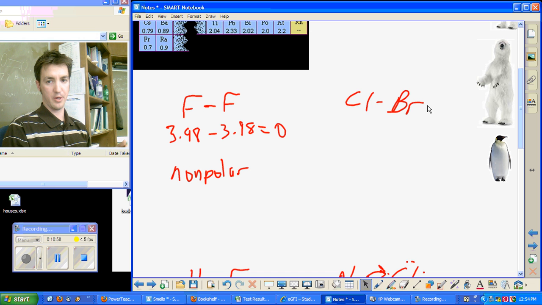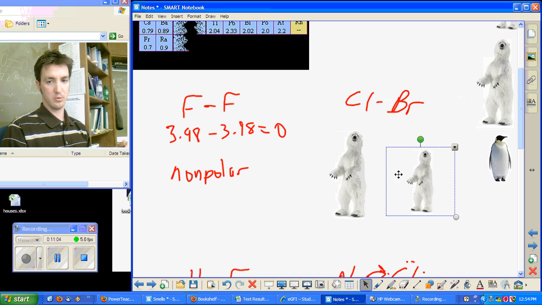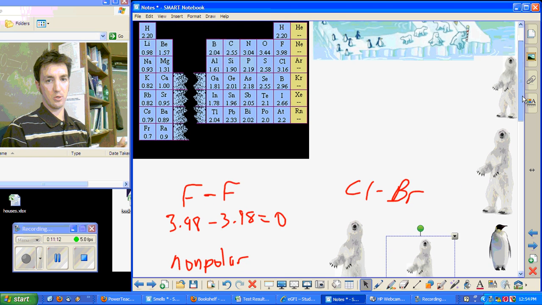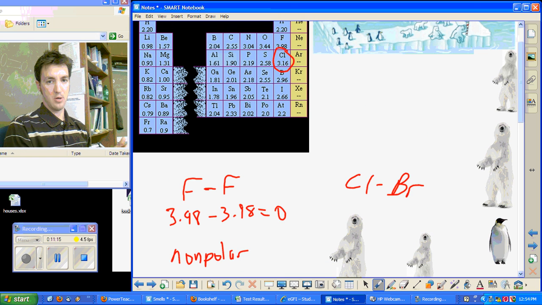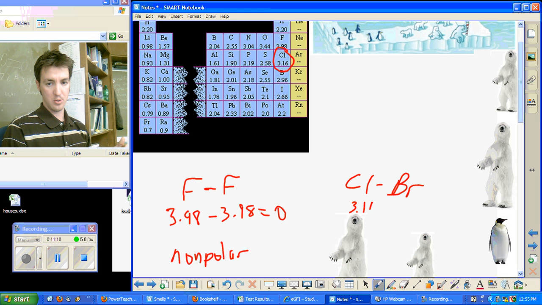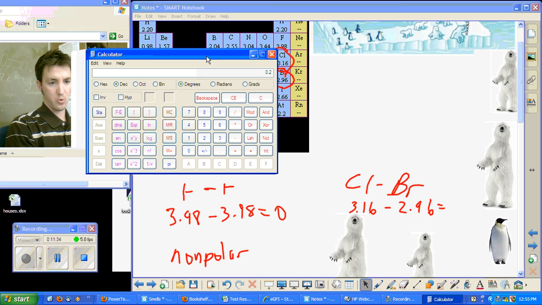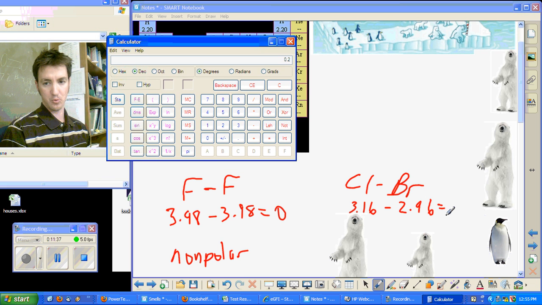If I look at chlorine and bromine, that was a big polar bear and a little polar bear. So is their strength going to be different enough to make it so that this guy hogs the electrons, or do they share evenly? So we have to look at their numbers. Chlorine has a 3.16. Bromine has a 2.96. So we hit pause and we calculate that. According to our calculator, the difference is 0.2.